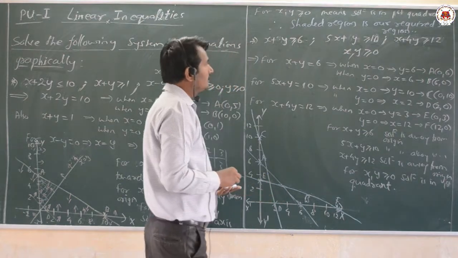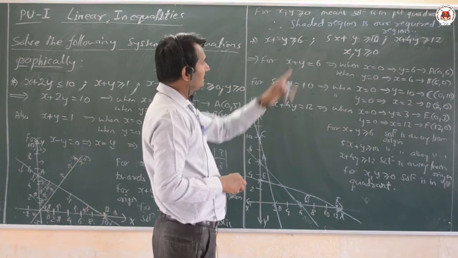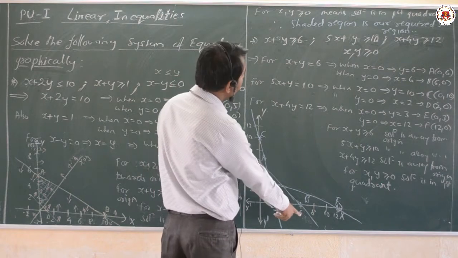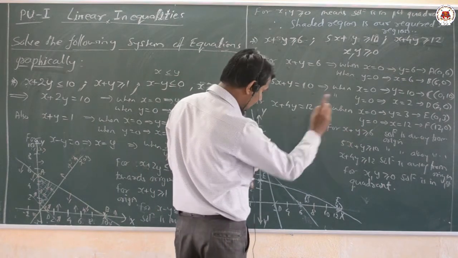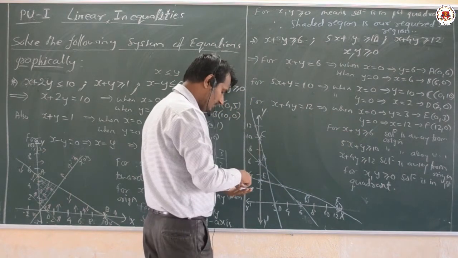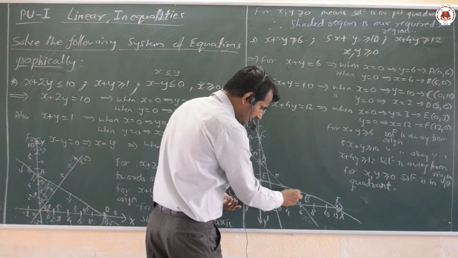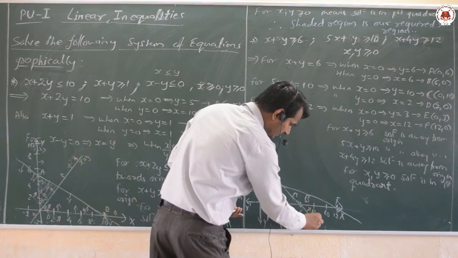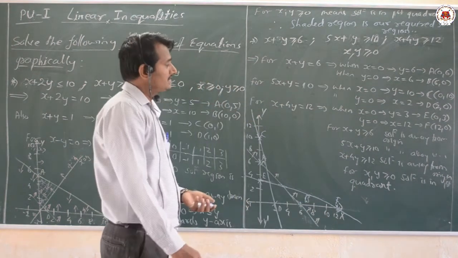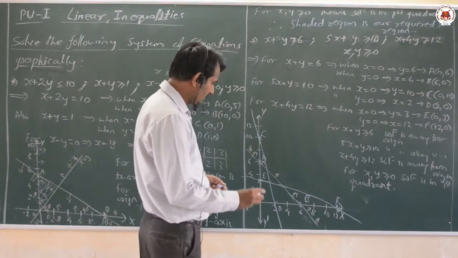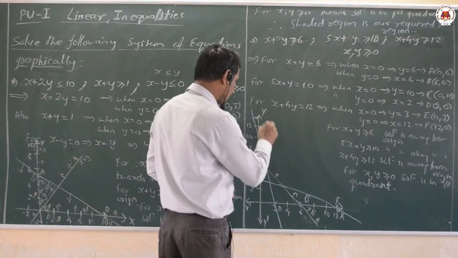Now let us mark down the points here. x plus y greater than or equal to 6, that is for AB. For AB, dear students, greater than 6 means here away from the origin. I will mark down the points here, away from the origin. Then for the second line, that is CD, it is also away from the origin.